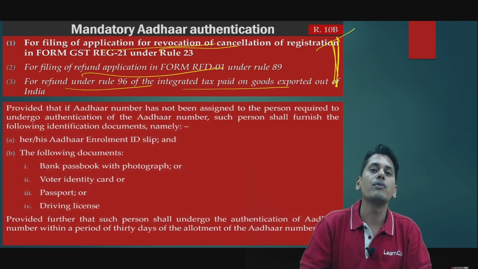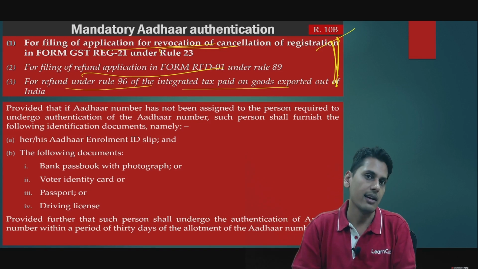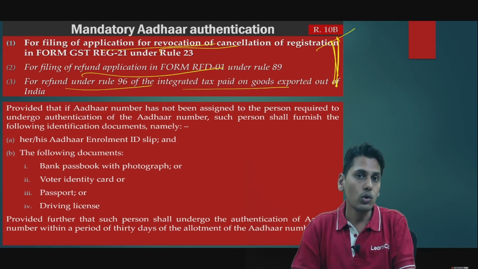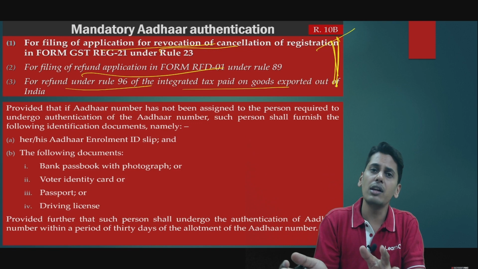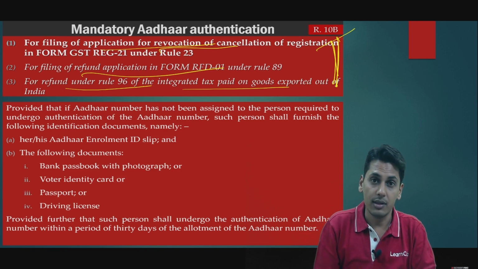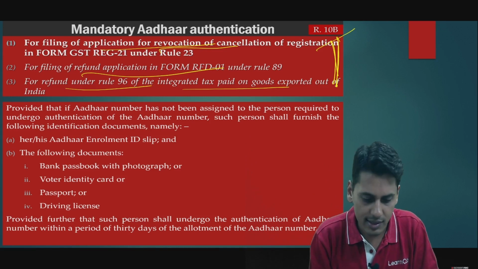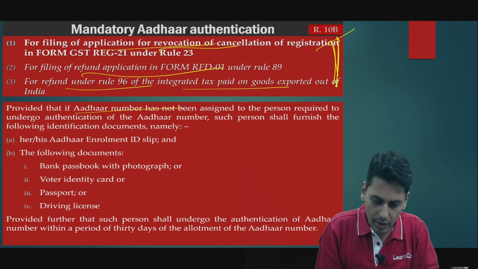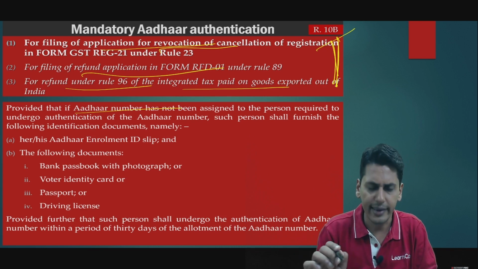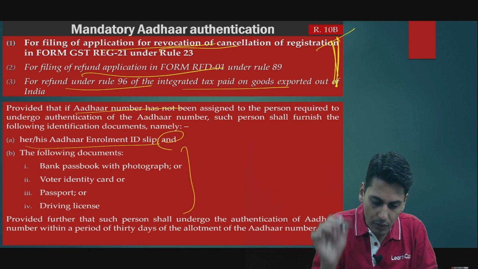Here, friends, there is a proviso which is being inserted. But please understand this proviso, this exception which is there. We have to watch it carefully. It doesn't tell you that if you do not have an Aadhaar number, no problem, don't authenticate your Aadhaar, we'll give you some other alternative and viable means. Here, an alternative means is being given, but let's have a look at it. It tells, provided that if an Aadhaar number has not been assigned to a person required to undergo the authentication of Aadhaar, then such person shall furnish the following identification documents, namely the Aadhaar enrollment ID slip and any of these following documents.